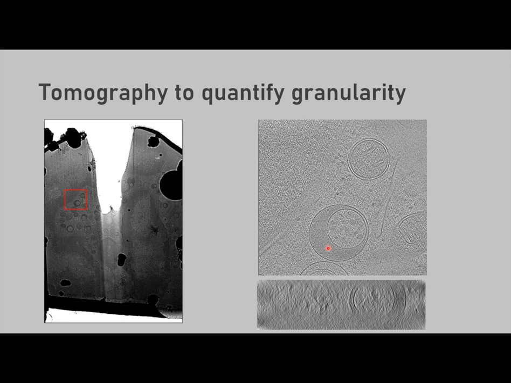But one problem we struggled with is that you normally have to choose a sub-area of your lamella where to collect. And if you're like me, you will normally always click on what seems the most interesting to you, right? So we are already biasing, so to say, our visualization of the cell.